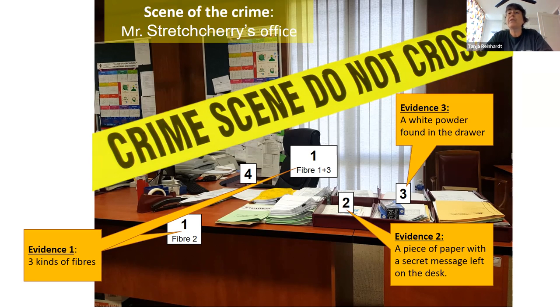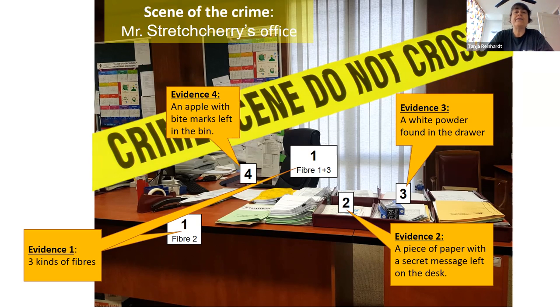And number three, we also found white powder in the drawer where the candy was. Okay, so there was a white powder in the drawer. And evidence four, an apple with bite marks left in the bin. Okay, and I know that Mr. Stretch Cherry is not into healthy stuff, so he doesn't eat apples. So it must be from somebody who was in his office.